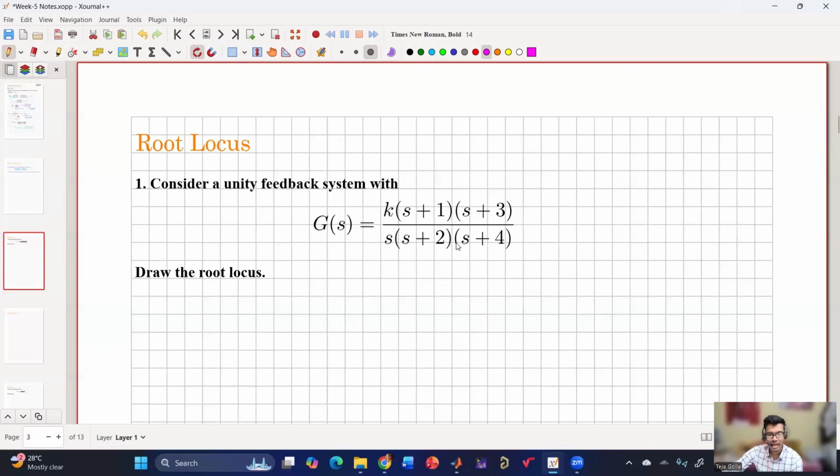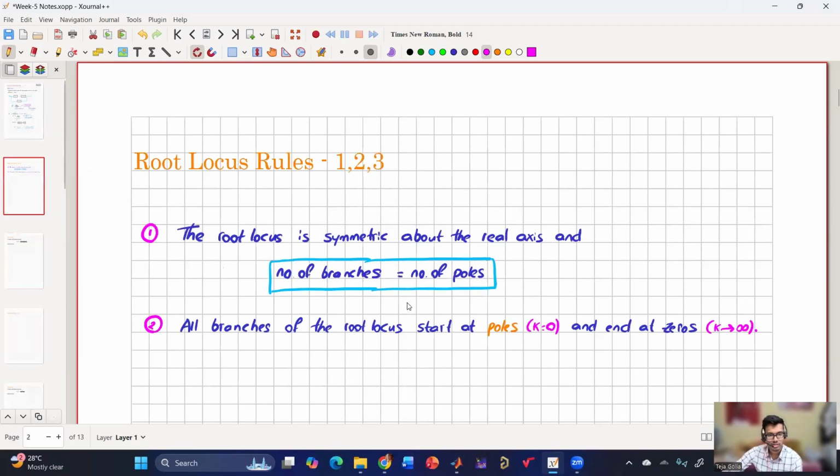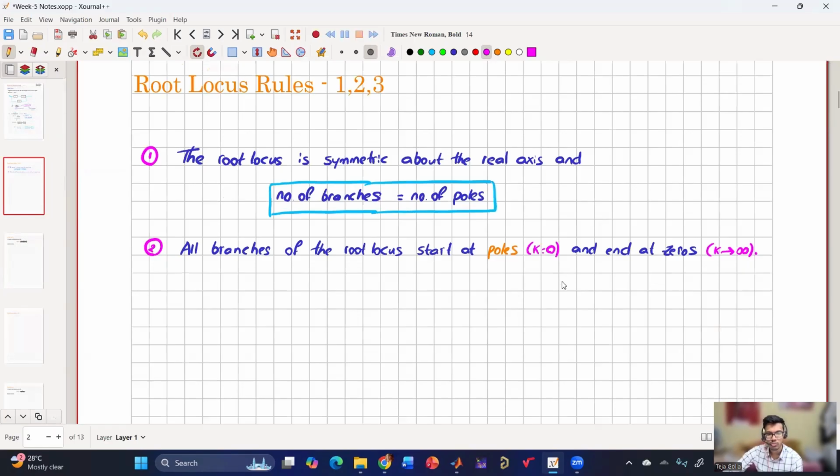In that case, it will actually be going to infinite, because when we have two zeros, one at minus 1 and one at minus 3, we can consider there is another zero at infinite. So one of these poles will go to infinite. So whenever the number of poles is more than the number of zeros, some of these branches will move towards infinite. So that is also part of rule 2.